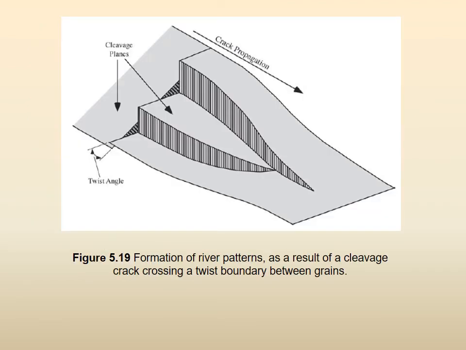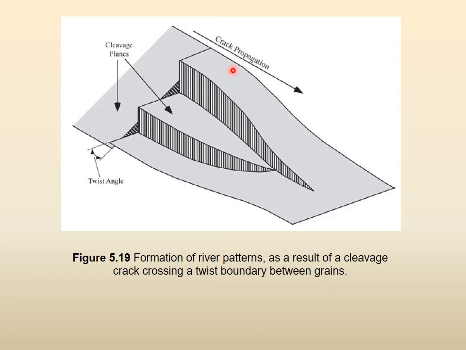This is a schematic diagram. Formation of river patterns as a result of a cleavage crack crossing a twist boundary between the grains, right? So you see, this is one cleavage plane. This is the other cleavage plane. This may be another cleavage plane. So you see, this plane is parallel to this plane, right? This cleavage plane is parallel to this cleavage plane and so on. The crack is propagating in this direction.